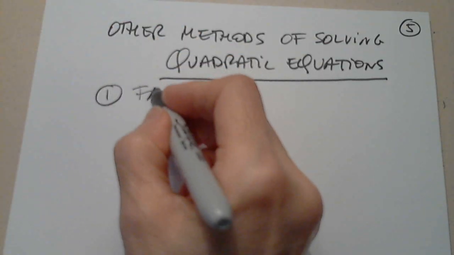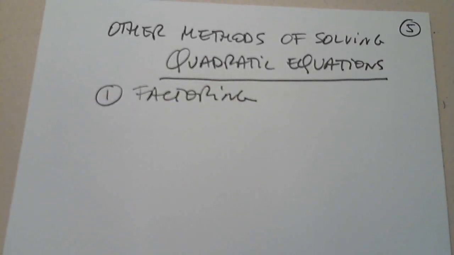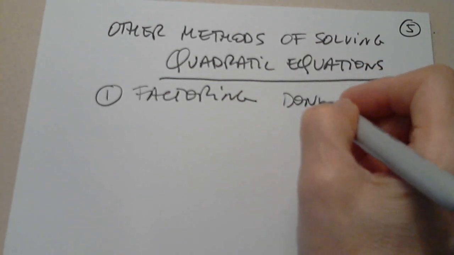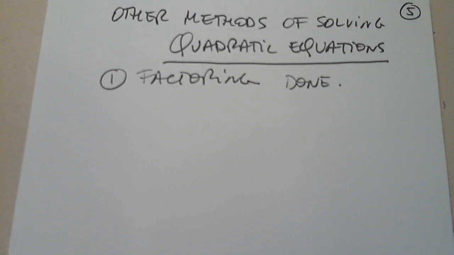Factoring, right? We already know that. We can factor and solve using the zero product principle. That was done a long time ago. Now we're going to look at 3 other methods. So this was done. If it's factorable, I can use it. If it's not factorable, then I cannot use it.